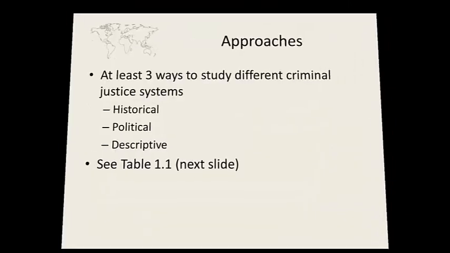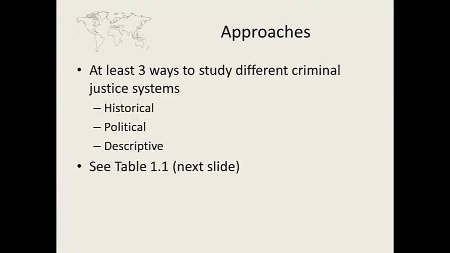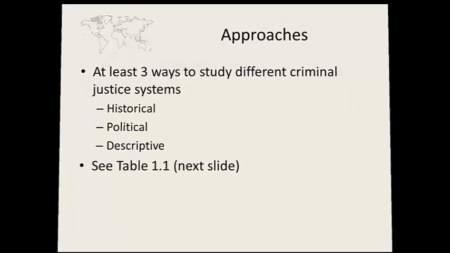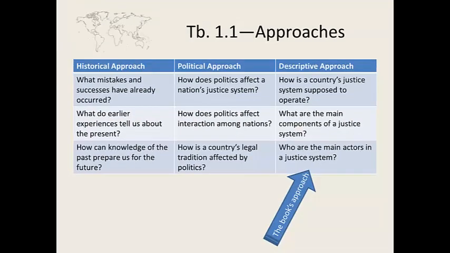In any event, we are continuing with Chapter 1, and in this particular instance we're going to be looking at some of the different approaches that can be taken when one wants to study different criminal justice systems. Your textbook identifies three of these: the historical approach, the political approach, and the descriptive approach. I'll briefly mention the first two. We'll be highlighting the descriptive approach, so we'll spend more time on that one.